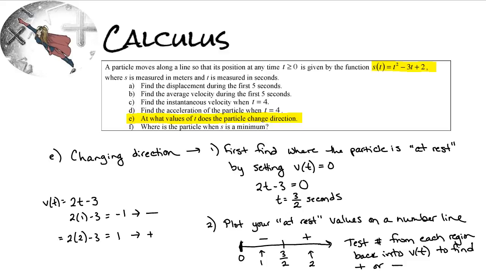So since the velocity changed from a negative to a positive, that means that right at 3/2, the particle did change direction. If it had remained negative, negative, the particle would have just come to a rest, but then kept going in the same direction. So that's why we do this number line test. So it changes direction at t equals 3/2 seconds. And that's our answer for part E.